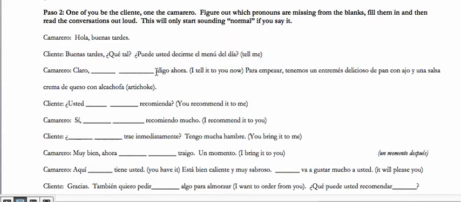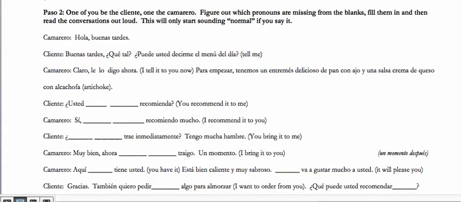Claro. I'll tell it to you now. So I have the I tell part. So what am I going to say? I'm going to say el menú, right? That's what I'm going to tell. El menú. And who am I going to tell it to? I'm going to tell it to le because it's usted. Okay? But I can't say le lo, remember? So I say se lo digo ahora.